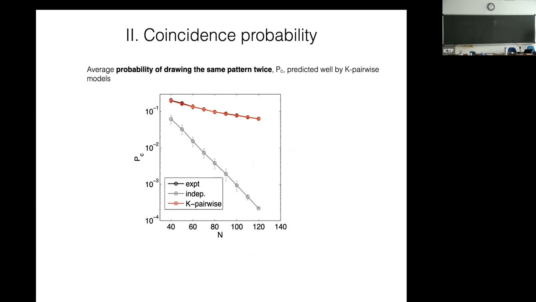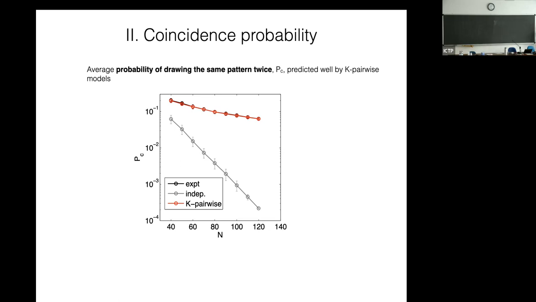Second observation, also very interesting if you're from a statistical physics background. Just to see how weird these patterns are, you can ask yourself: if I randomly draw a pattern from my data set and I randomly draw another pattern, what's the probability they're the same one? So this is the coincidence probability. And how does that coincidence probability behave as you make the number of neurons larger and larger? Now, if these neurons were independent, it's very easy to convince yourself that this will drop exponentially, right? As you take more and more neurons, with larger and larger binary words, you're exponentially less likely that what you sample once and what you sample the second time are the same in all spins. Okay, so that's this fast drop.